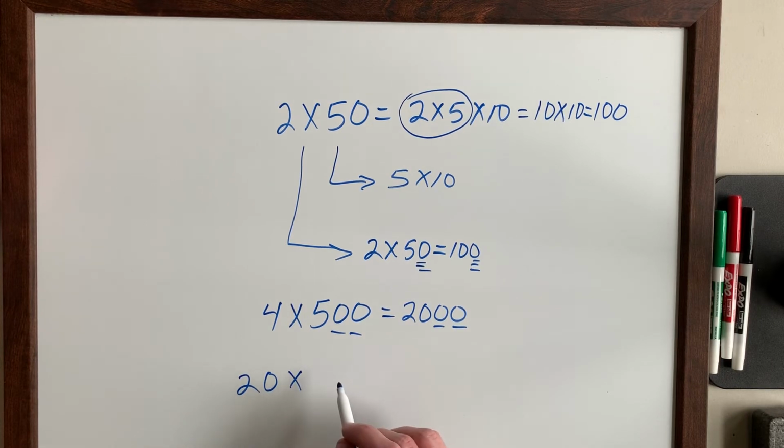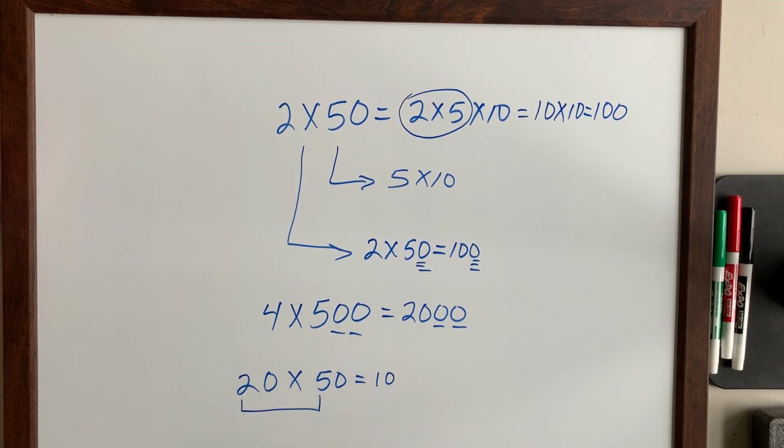20 times 50, okay? I can look at this and say I have 2 zeros because these are powers of 10 or multiples of 10. And so I know that at the end, I'm going to have 2 zeros to add. But first, let's do the digits.